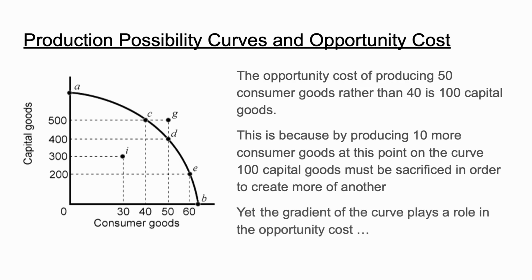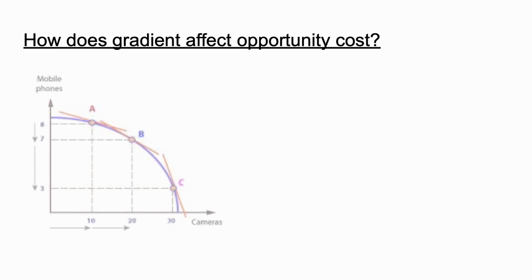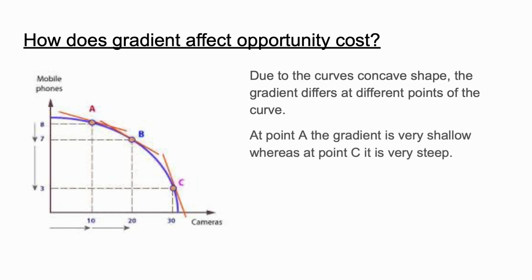The gradient of the curve also plays a role in the opportunity cost. So how does the gradient affect opportunity cost, you might ask? If you look at the PPF to your left, you can see that the curve has a concave shape. Therefore, the gradient can differ at different points of the curve. At point A, the gradient is very shallow, whereas at point C, it's very steep.